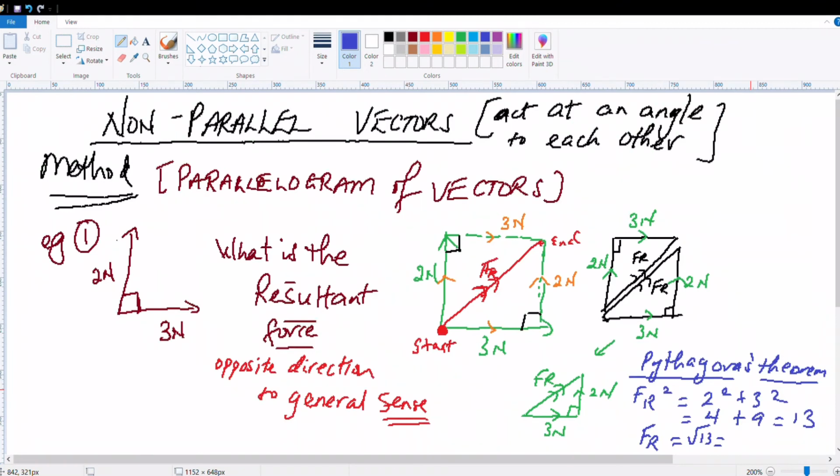Alright, so our square root of 13, we got 3.6. So just want to make sure. That's 3.6 Newtons, but that is not our final answer.